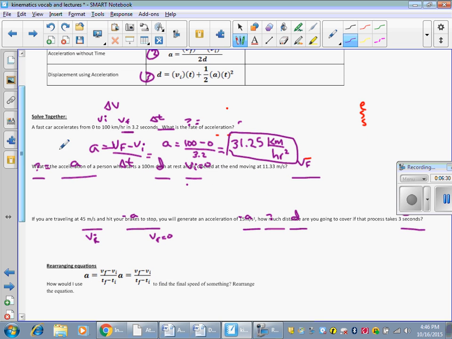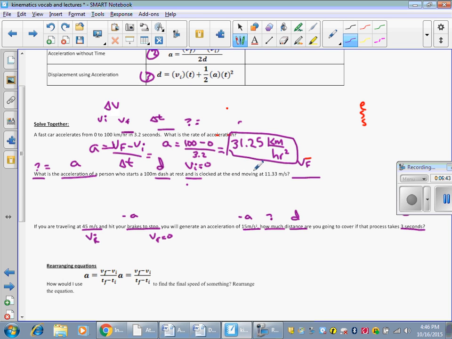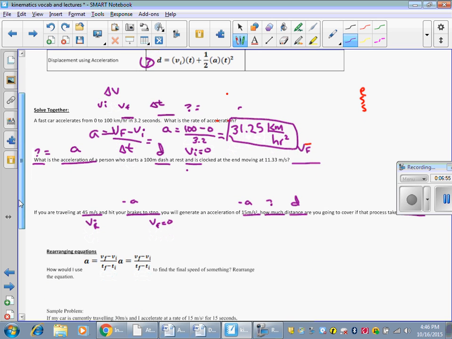Okay. Next problem, I want you to pause it and try it out without looking. See if you can write the equation, plug in the numbers, and find the answer. Okay. Pause it and try. The equation that has A, D, velocity initial, velocity final, but no time, is going to be equation 2, right? Here we go. Acceleration equals velocity final squared minus velocity initial squared over 2 times my displacement.